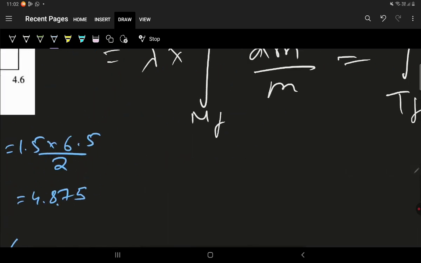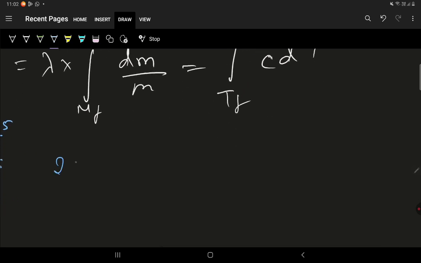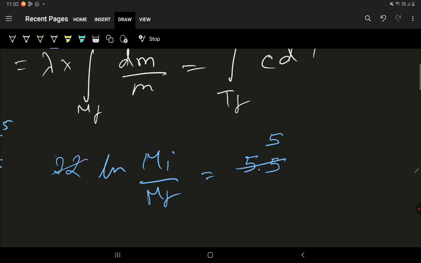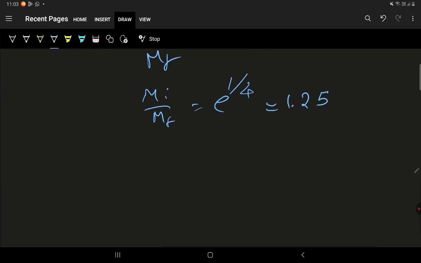Now we'll put this in this equation, so it becomes ln of mi by mf into 22 equals 5.5. 11 fives are 55, and 11 into 2 is 22, so it will come out 4. So mi upon mf is equal to e to the power 1 by 4. Just putting it into the calculator, we get e to the power 0.25 as nearly 1.25.